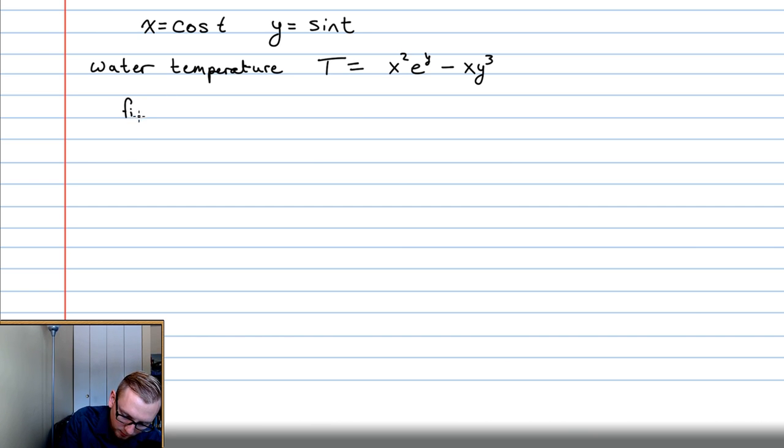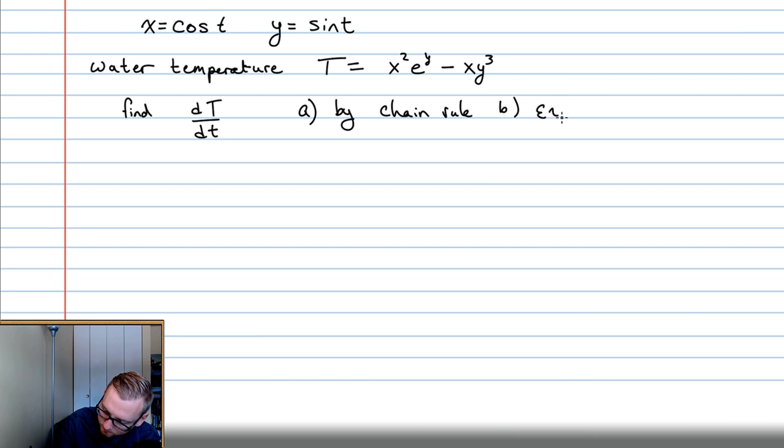Find the partial of T with respect to t, otherwise known as the rate of change in the temperature that the duck might feel, by A, chain rule, and B, expressing T in terms of t and differentiating.